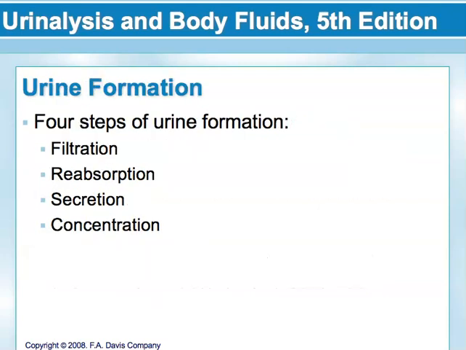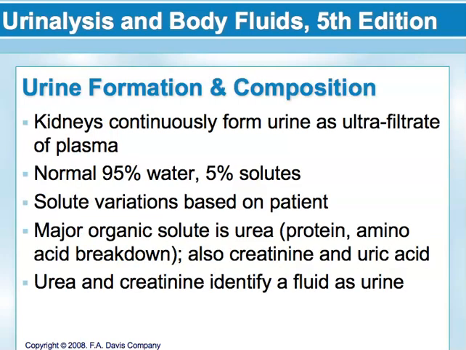UTIs. Okay, so urine formation and composition occurs in 4 steps. The first is filtration, then reabsorption, then secretion and concentration. We're going to go through each one of those steps. The kidneys continuously form urine as an ultrafiltrate of plasma. Reabsorption of water and filtered substances essential to body functions converts about 170,000 milliliters of filtered plasma to our average daily urine output of about 1,200 milliliters.